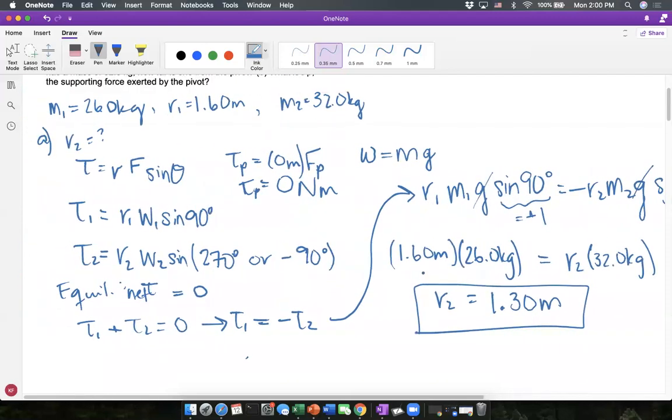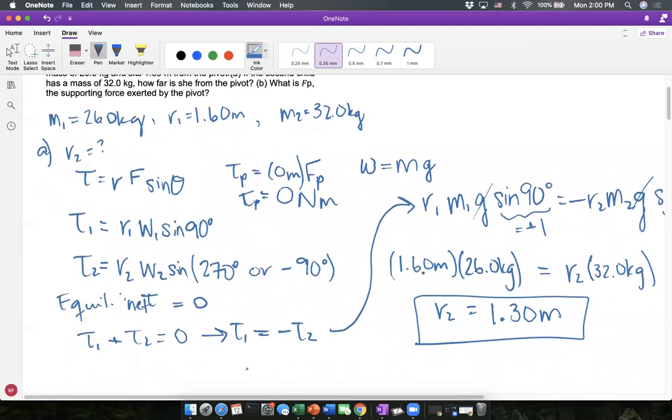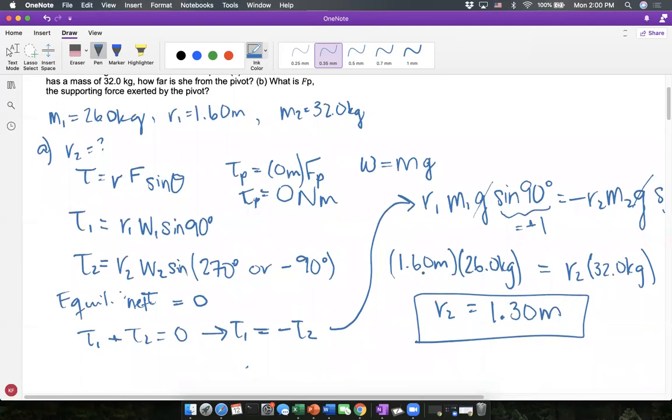So that was part A. Now we are looking at part B. What is F sub P, the supporting force exerted by the pivot? What is the supporting force exerted by the pivot?